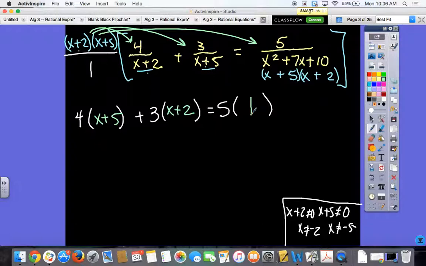And cancel is not a good word. Let's use the word reduce. Everything reduces to 1 or simplifies. Reduce and simplify are much better words than cancel. Excuse me. So we have 4x plus 20. And we have 3x plus 6 equals 5.